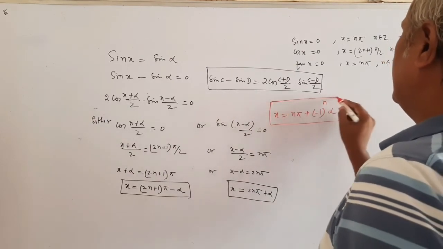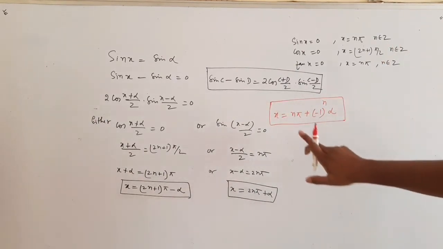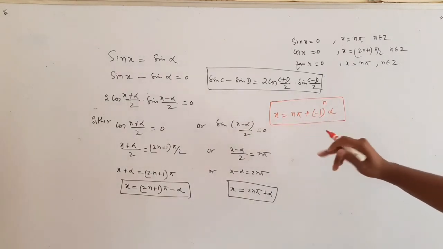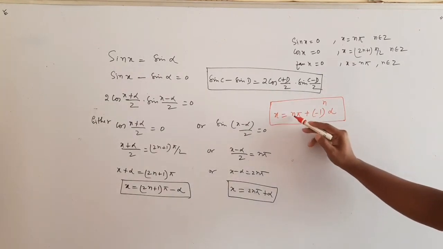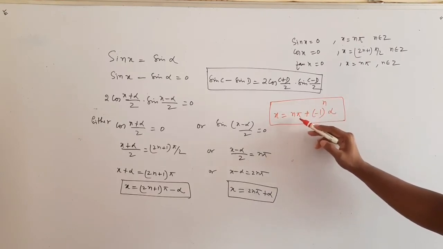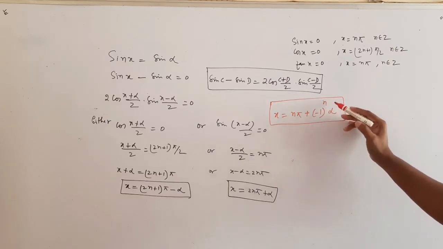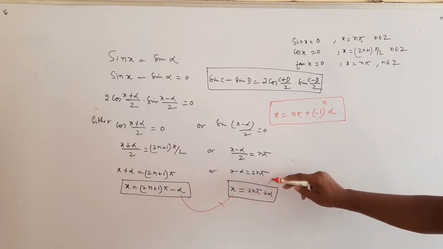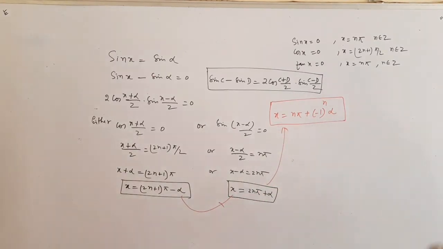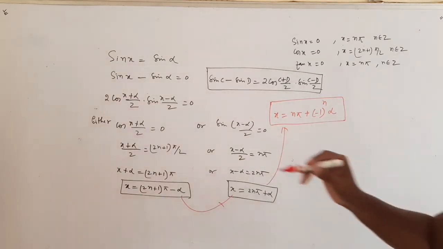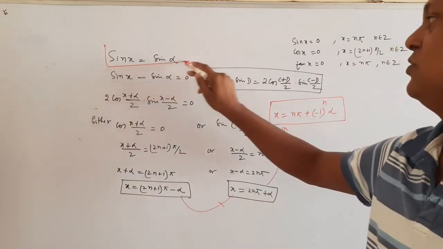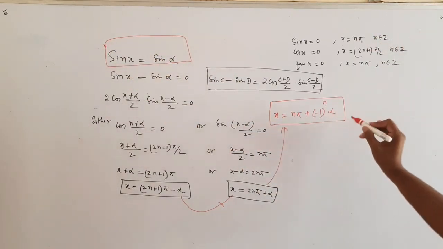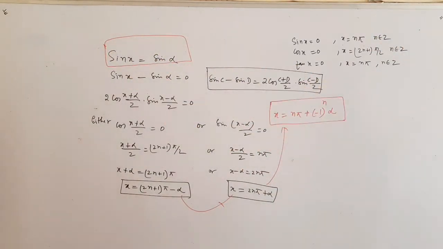This is the relation. It means that x is n pi, so n is 0 pi, 1 pi. When it is 1 pi, this is minus alpha, 2 pi, this will become plus alpha, 3 pi minus alpha, 4 pi plus alpha. So these two conditions together take this form, and this is how this equation sine x equal to sine alpha is solved. So this is the solution for the trigonometric equation sine x is sine alpha.